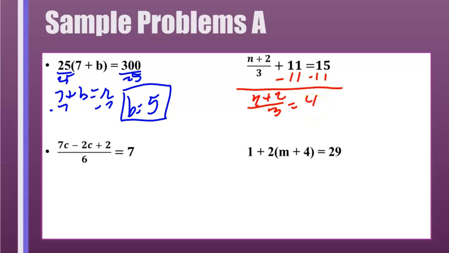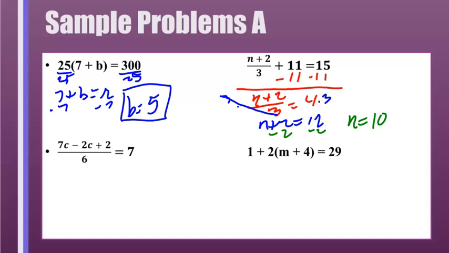Now I want to get rid of the fraction. So in order to get rid of the fraction, I need to multiply by the denominator. So multiply by 3 on both sides. And now I'm left with n plus 2 equals 12. The opposite of adding 2 is subtracting 2. n is going to equal 10.